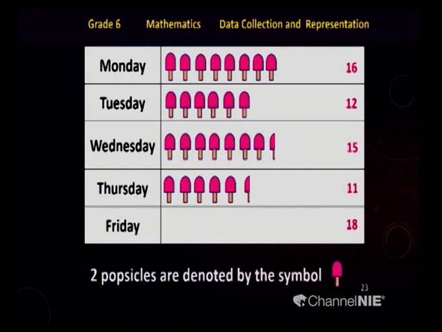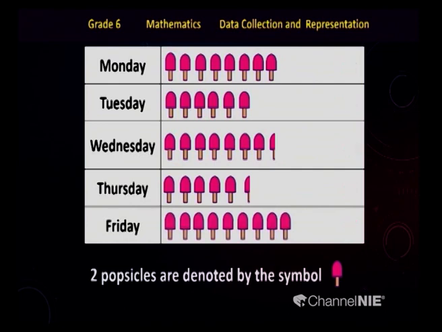Then when we consider Friday, there are 18 popsicles. So, it is very easy, that is an even number, you can divide it by 2. 9 is the answer. Have you got that? If you divide 18 by 2, the answer is 9. That means you have to use how many symbols? Can you tell me? That is 9 symbols. You can count how many symbols you have used on Friday. So, that is 9 symbols.